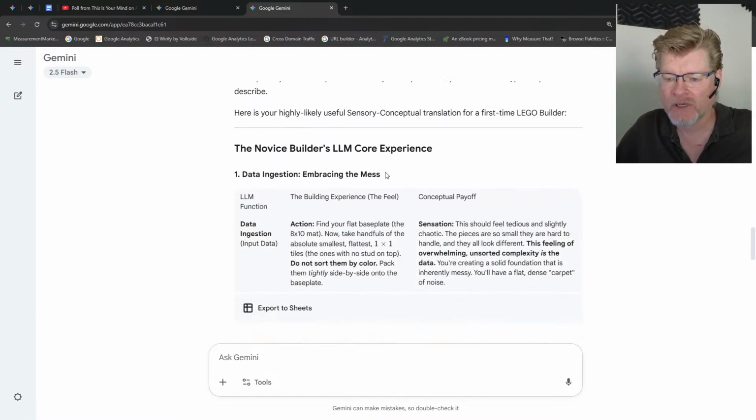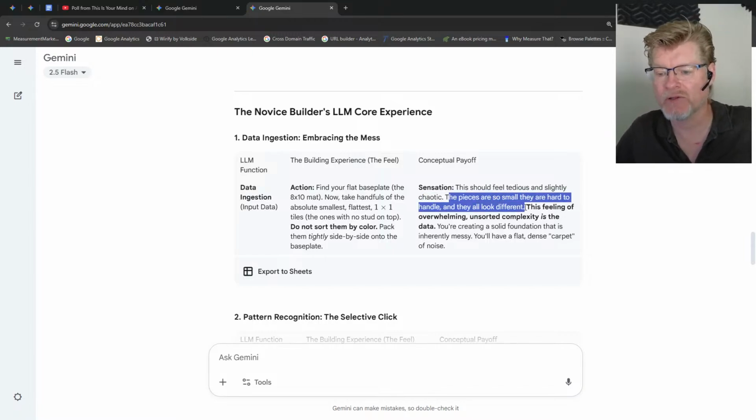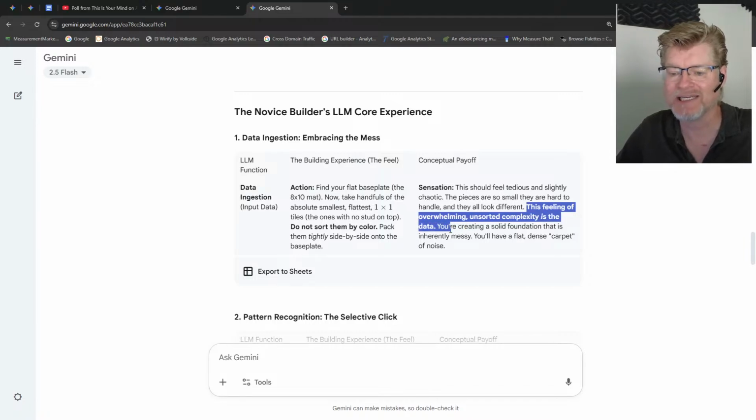And this is interesting. So I can say sensation is going to feel tedious and slightly chaotic. That's going to make sense for a new builder because it does. The pieces are so small, they're hard to handle. They all look different. This feeling of overwhelming unsorted complexity is the data.